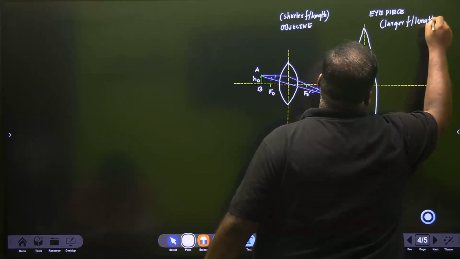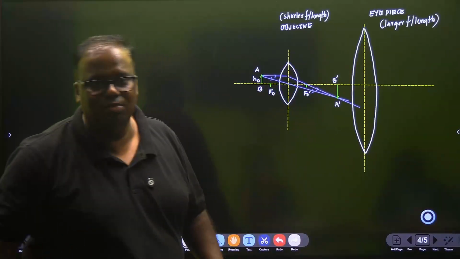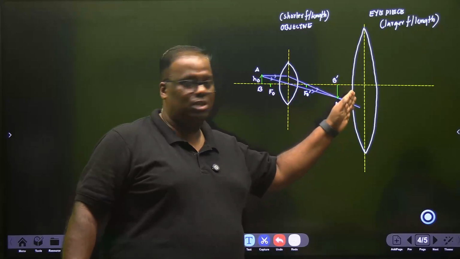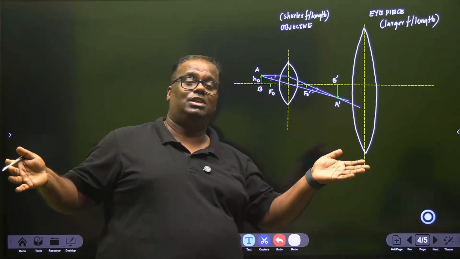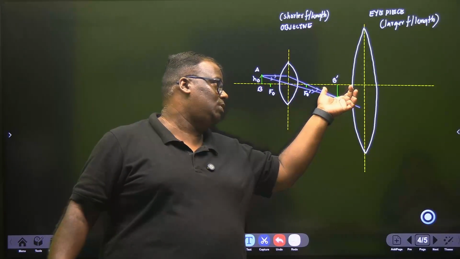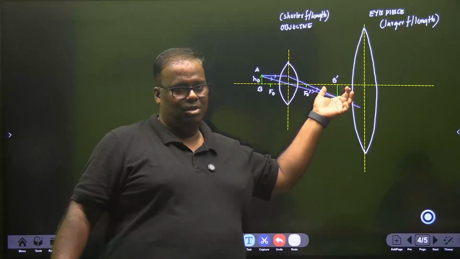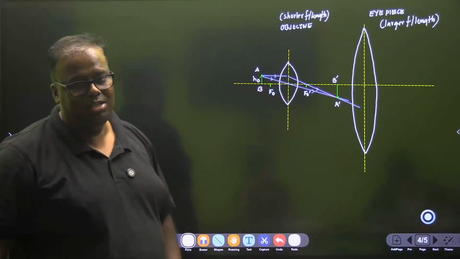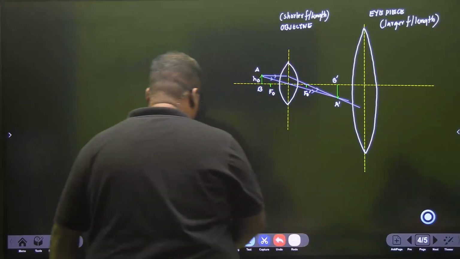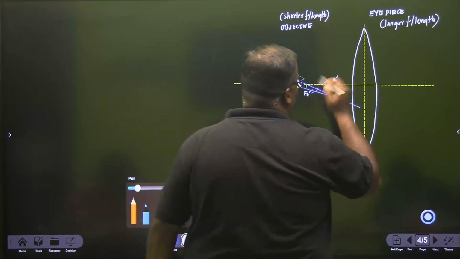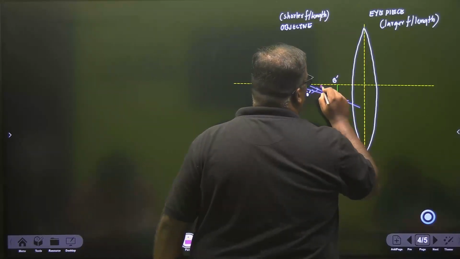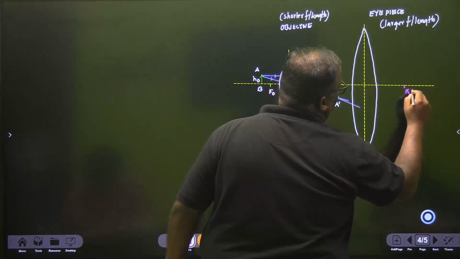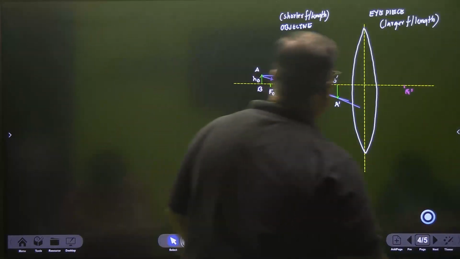In fact, if you would appreciate, the eyepiece is now going to behave as a simple microscope, so that the image of this one becomes an object for this, and by default the focus will be beyond the object. So it creates a case of object placed between optical center and focus. So let's just mark it. So let's say somewhere here is the focus. This is the FE and this is FE dash. Right?